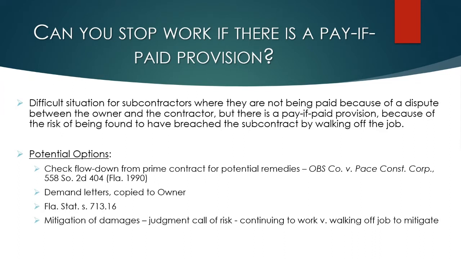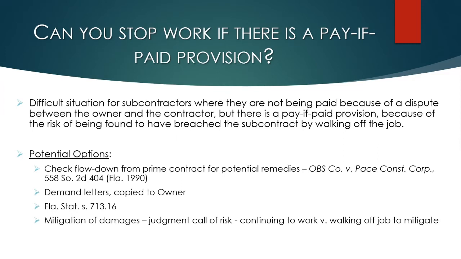So that can be an effective way to do things. Another potential option is in the lien law, in section 713.16, which gives any lienor the ability to send a request to the owner for a statement of the amount due or to become due on the contract, and a copy of the contract that it has with the prime contractor. And that's another way to get the owner's attention and perhaps get some money flowing to the contractor to then flow down to you.